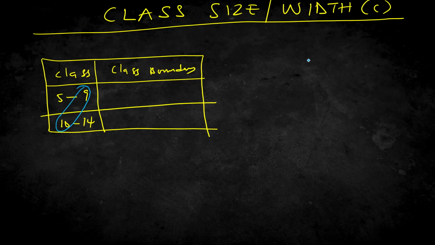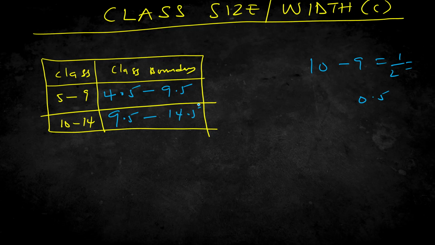So we have 10 minus 9 is 1, over 2 is 0.5. So we subtract 0.5 from the lower limits to get the class boundary. So we have 5, then we subtract 0.5, this side is 4.5, 9.5. Then we add to the upper, so 9.5, and this side is 14.5.